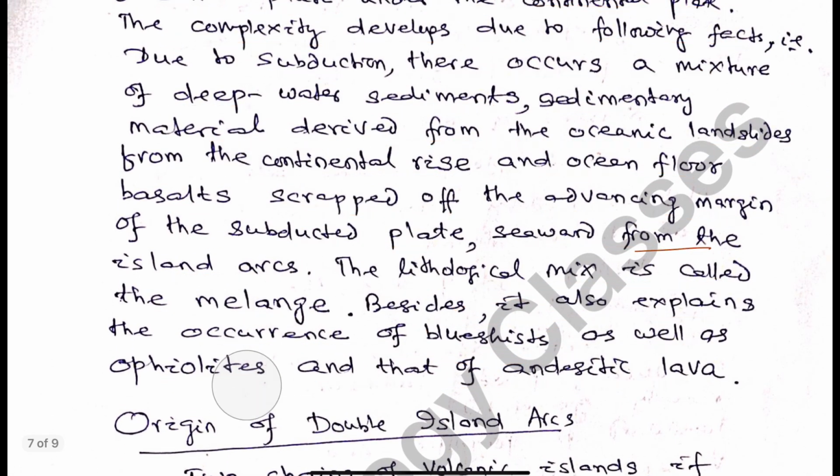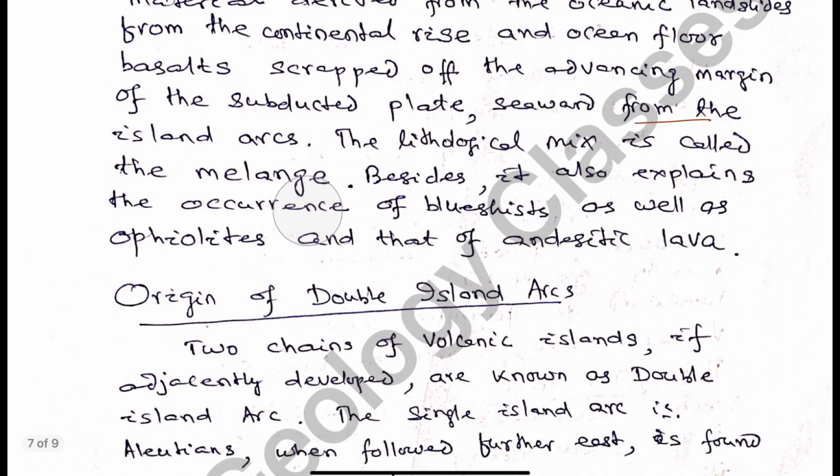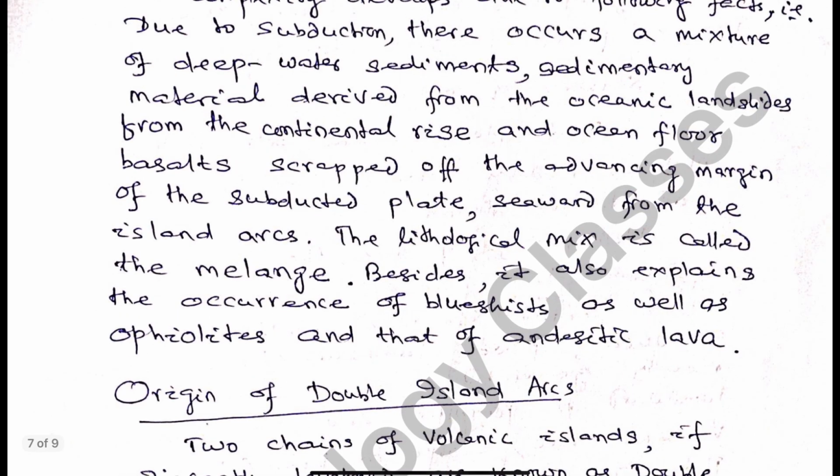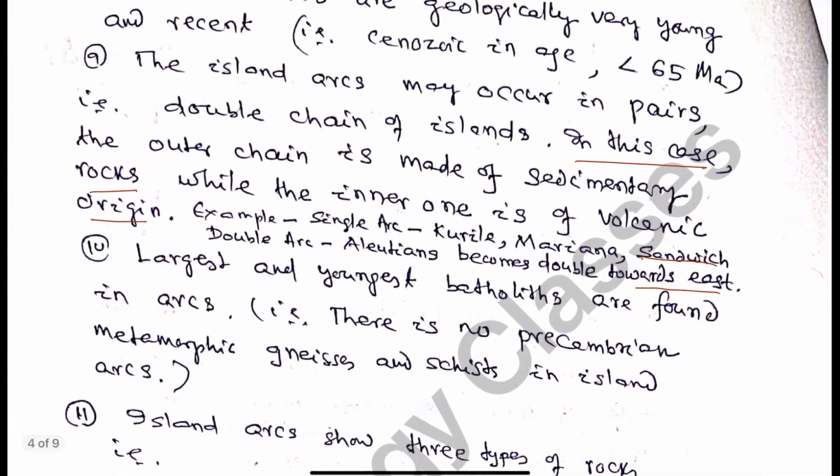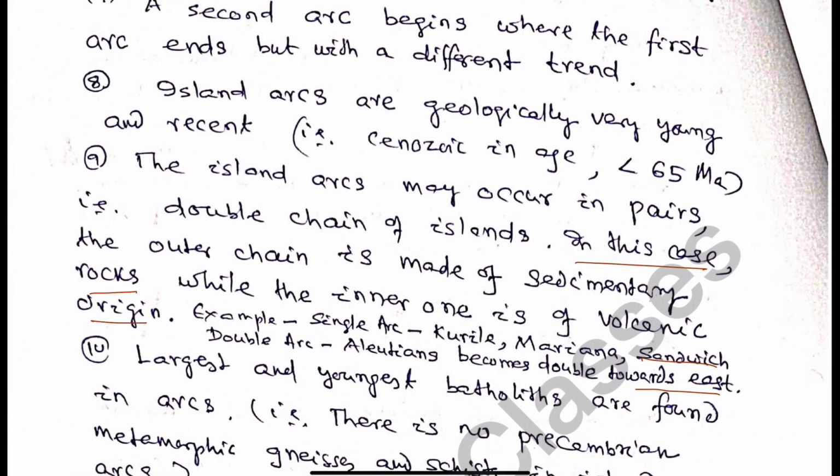Now let us discuss how the double island arcs are produced. The island arcs are found to be single, as we see. Single island arcs are Kurile, Mariana, Sandwich, and Aleutians. Towards the west they are single, then towards the east they become double.